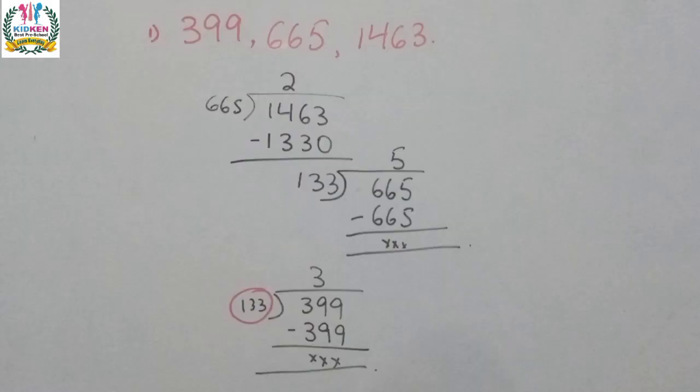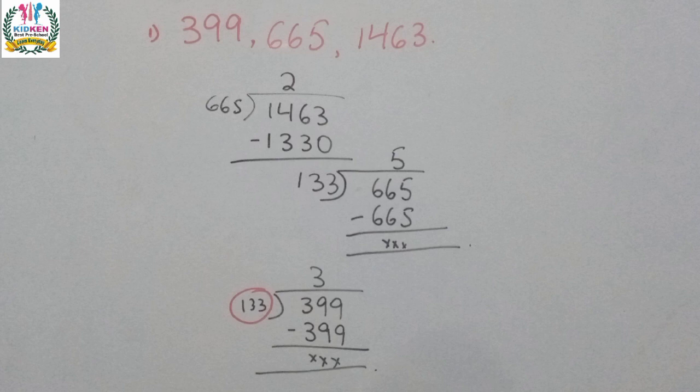Next question is: find the HCF of the following by using the division method. Simply, you can use the division method to find their HCF. So we have three numbers: 399, 665 and 1463. So we can divide 1463 by 665. So 665 times 2 is 1330 and our remainder is 133. So we can divide 665 by 133. So 133 5s are 665 and this is completely divided by 133.